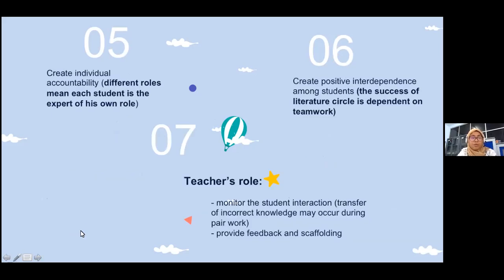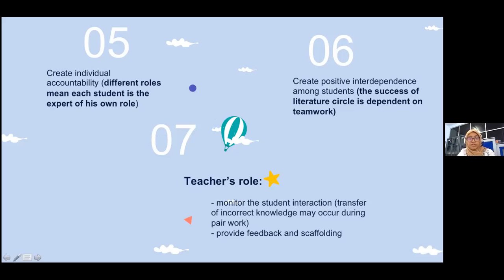And when we talk about collaborative learning, we know that it helps create individual accountability. So in literature circle, different roles mean that each student is the expert of his own role. For example, if the student is a word master, it means that he is the expert of the word master, etc. And we talk about positive interdependence too among the students during the literature circle, because although it allows autonomous learning, it also creates interdependence, which is happening positively among the members because the success of the literature circle is dependent on the teamwork.